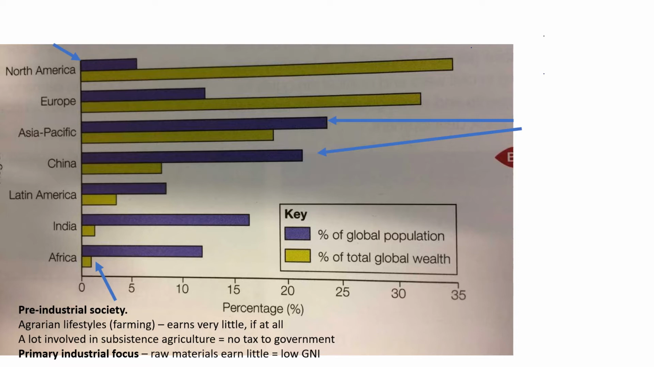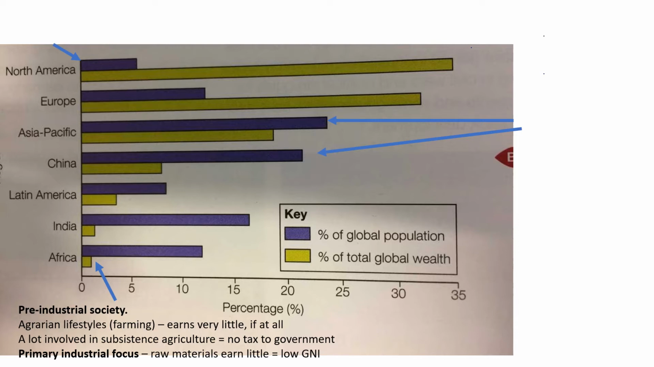So there's a heavy primary industrial focus in African countries. Most people are involved in extracting raw materials, which earns very little. And as you know from last lesson, in terms of trade, you get very little money for it because it's an unfinished product. So it leads to the country having a low GNI. So that's why Africa holds a very small percent of global wealth.